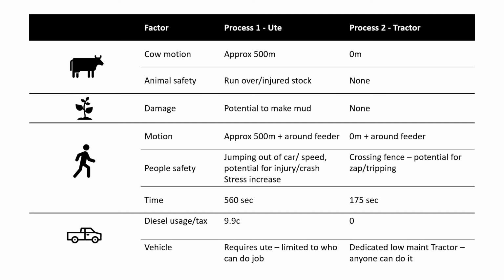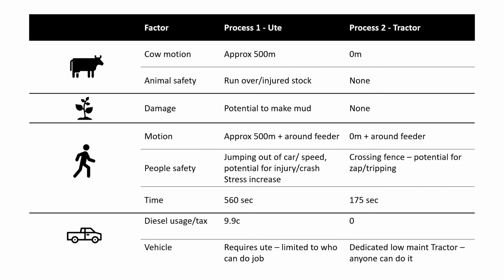In terms of vehicle cost, there's a diesel usage and tax cost element of about 9.9 cents in process 1 for the 1 paddock, process 2 0. And in terms of vehicle, process 1 requires a ute. You can't be racing around in a tractor like that, and that means it's limited to who can do the job, whereas in process 2 we've got a dedicated, low maintenance, easy to use tractor, and anyone can do the job. So you can see in terms of all of these requirements, in fact, process 2 is better than process 1 in terms of time and a lot of these other requirements.